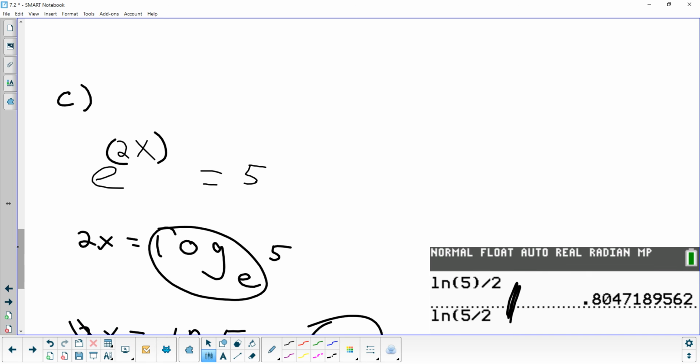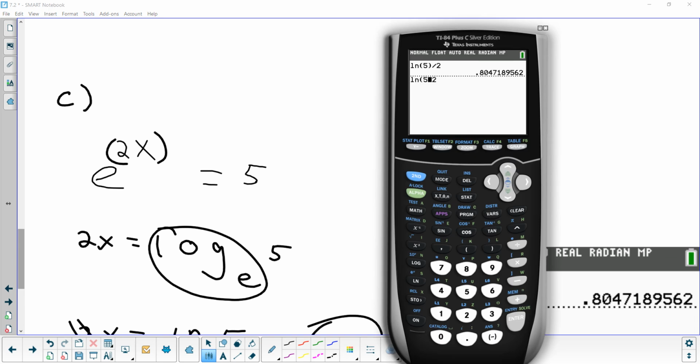Well, let's see if it works. Let's take E, plug in 0.805 for x, and see if we get 5. I'm going to take E, raise, I'm just checking my answer, 2 times 0.805. So I just solved for a variable that was in the exponent. I got 5.002, but I was supposed to get 5. How come I didn't get 5? Why did I get 5.002?